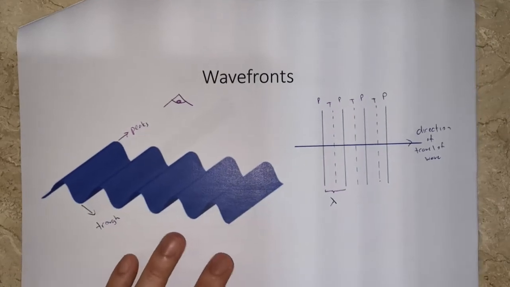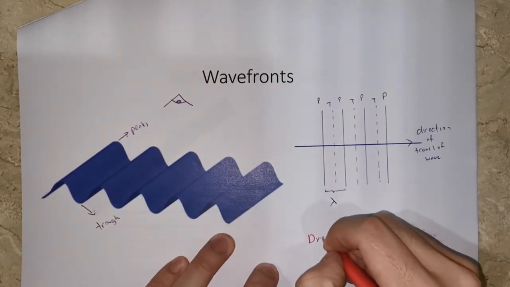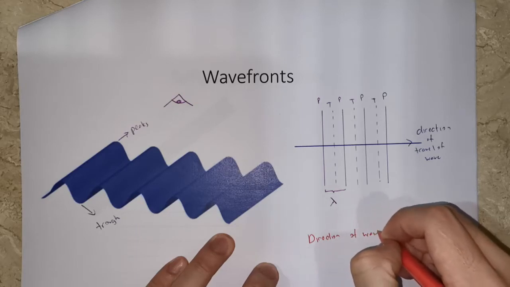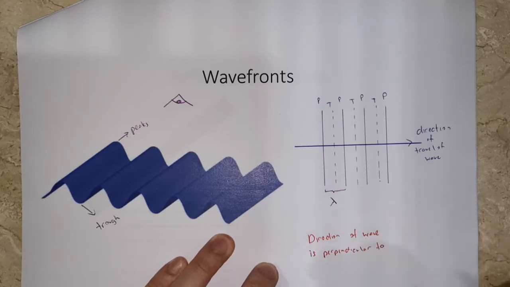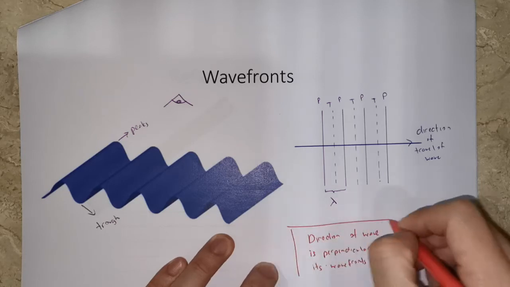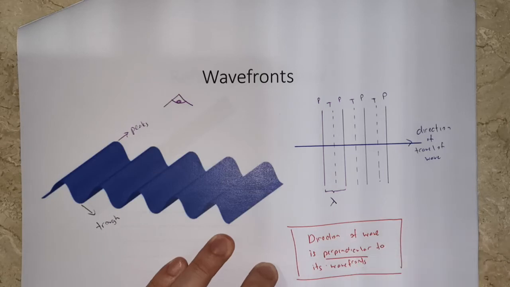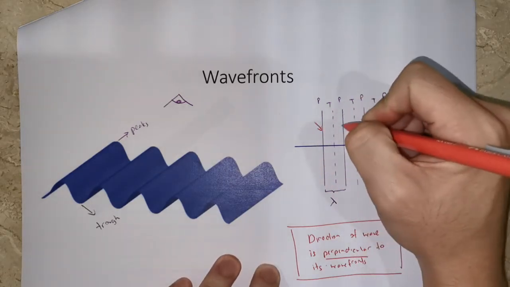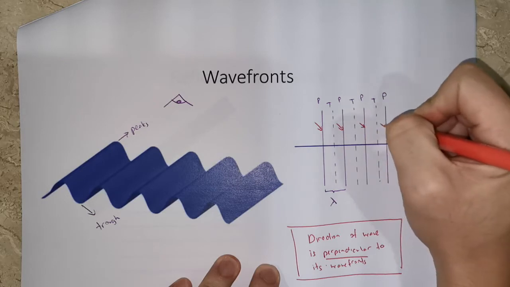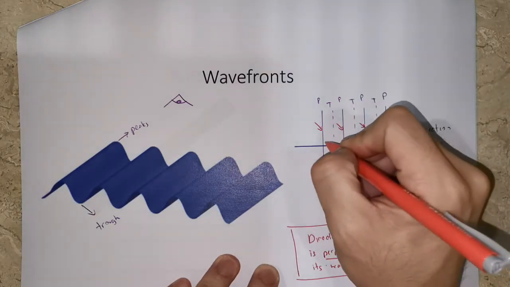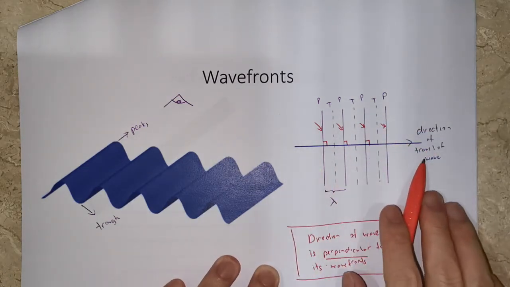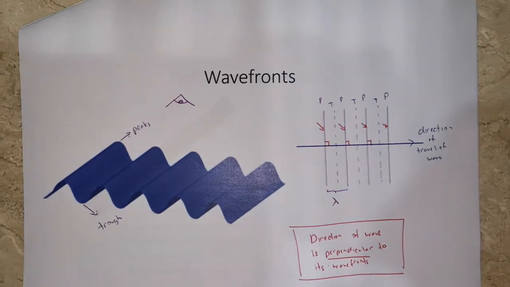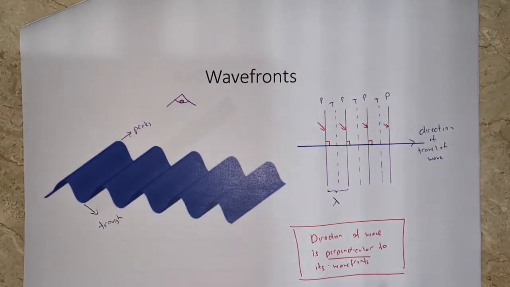Now what is crucial here is for us to recognize that the direction of the wave is perpendicular to its wavefronts. We've got the wavefronts here. These are wavefronts. If we draw a 90-degree line, we will get the direction of the wave. We're going to apply this shortly with regards to direction.